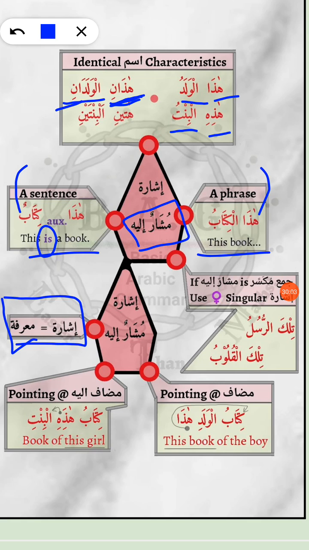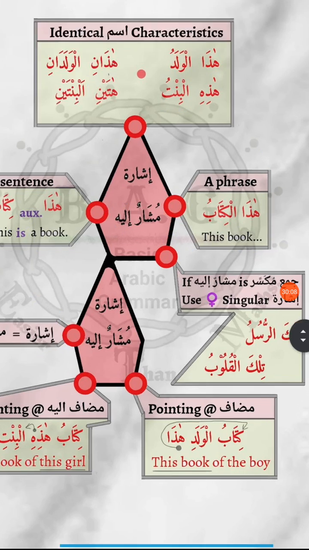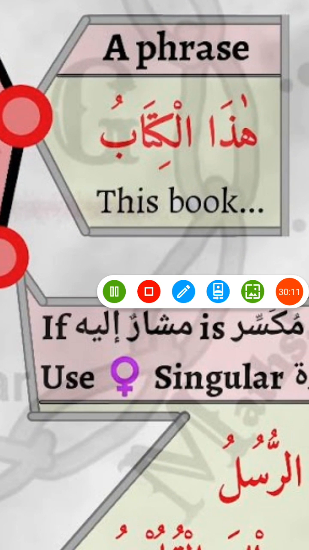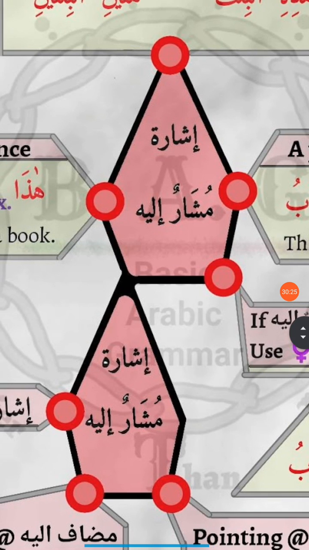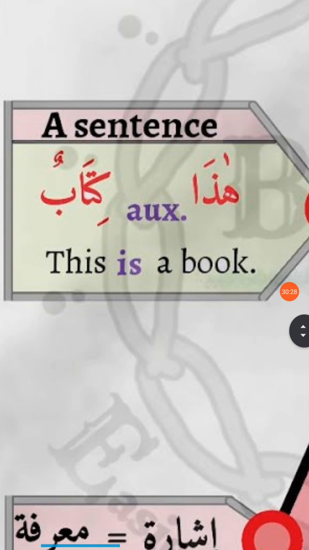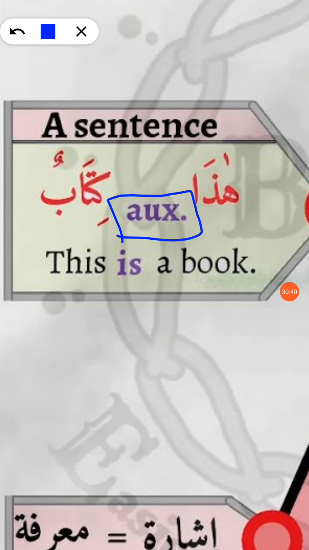I told you that if you find the musharun alayh attached with al, as you can see in this example, hazal kitabu, then it's going to be a phrase. Okay, this book. Similarly, zalikal kitabu, that book. And if you find your musharun alayh without any al, then you should know that it is a sentence. And you should imagine an appropriate auxiliary verb right next to the pointing noun.